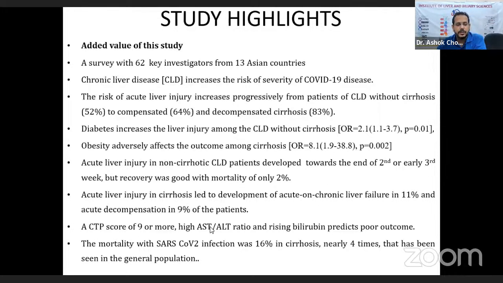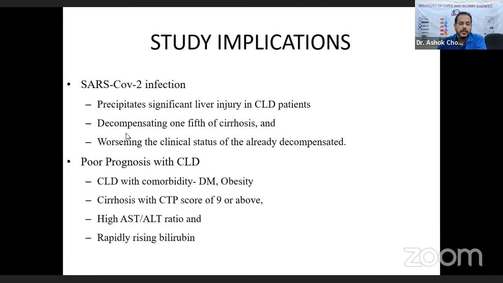And a CTP score of 9 is what we need to consider, along with a high AST/ALT ratio and a rising bilirubin. These are the parameters that predict the poor outcome. And the mortality is 16% in cirrhosis, which is more than the general population. So the study has suggested that SARS-CoV-2 precipitates significant liver injury. It causes decompensation in nearly 1/5. This leads to worsening clinical status in those who are already decompensated. And these patients should be prognosticated from the beginning, depending upon comorbidities, diabetes and obesity, with a CTP score, high AST/ALT, and the course of bilirubin.